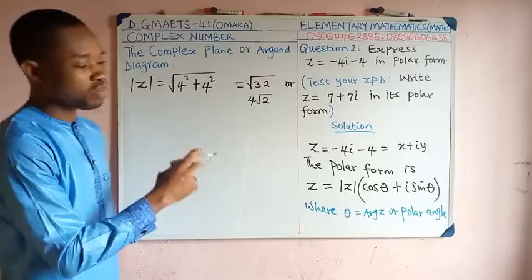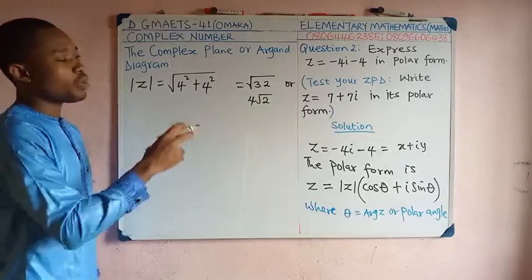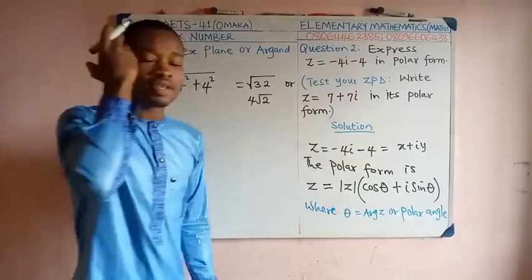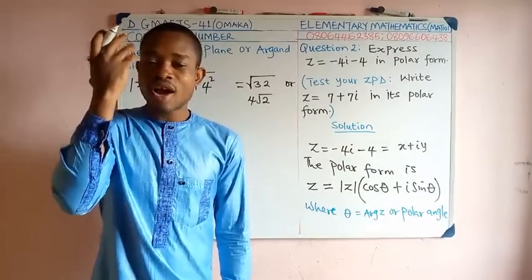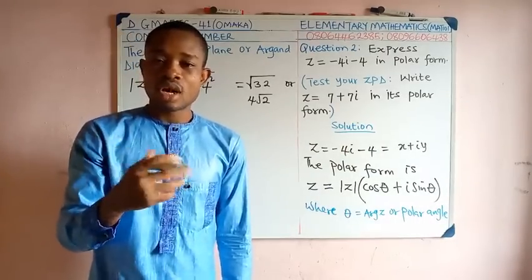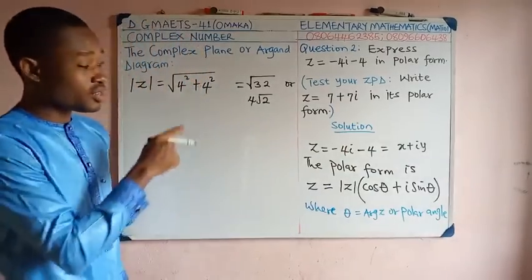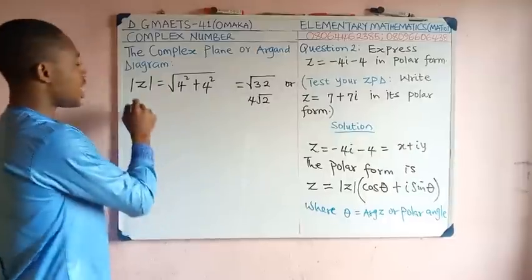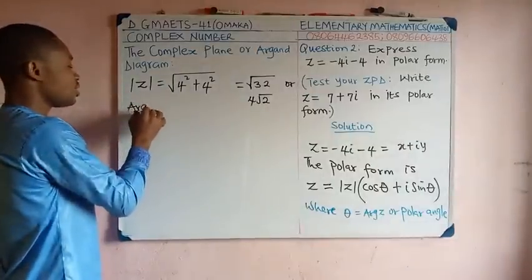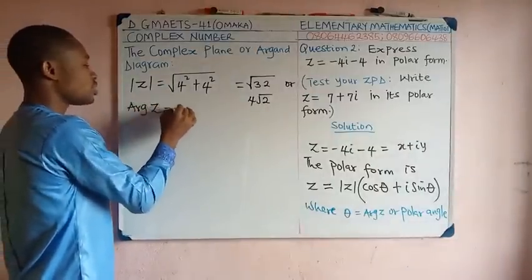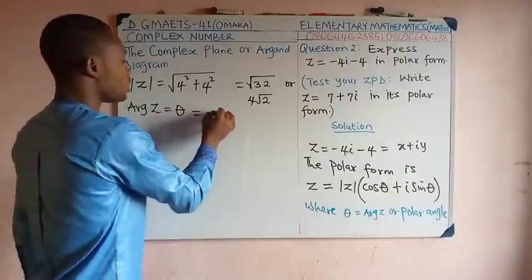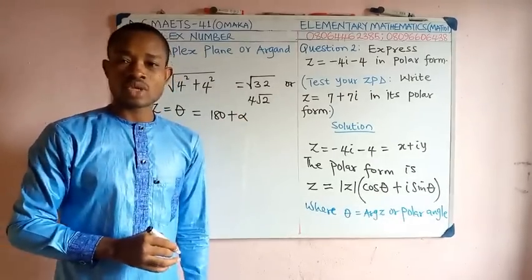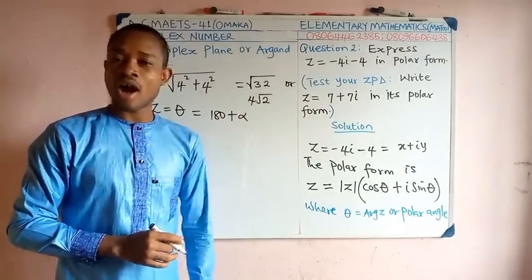Let's now go for the polar angle. Now, to go for the polar angle, what do you need to remember? The diagram for this. So just assume that you have the diagram upstairs, you have it in mind. All you need to do is to start working on it. Take note that x is negative and y is negative. So arg z, which is equal to theta, will be equal to 180 plus alpha. Are you following? In the third quadrant, you're going to add that angle alpha to it.